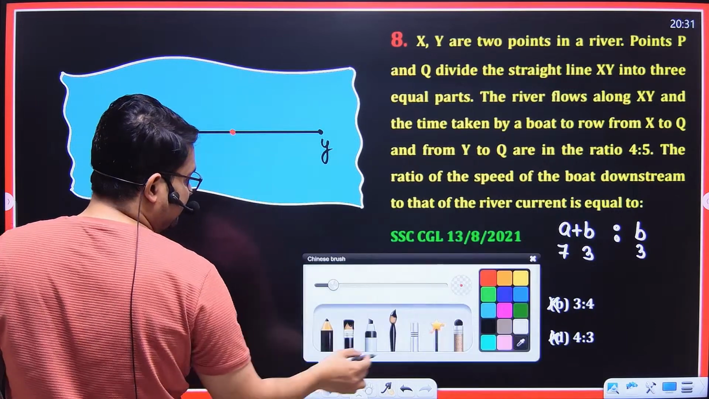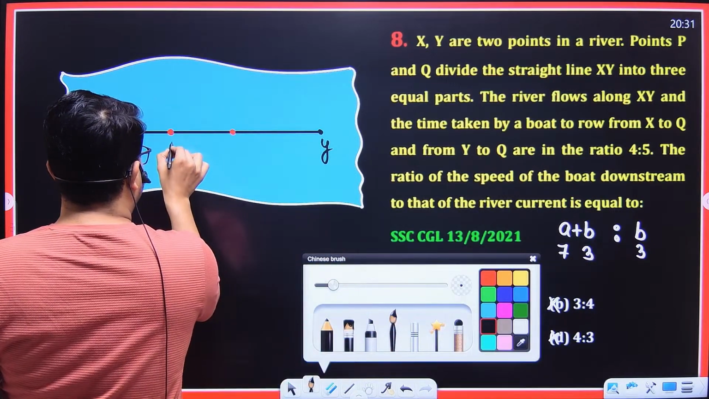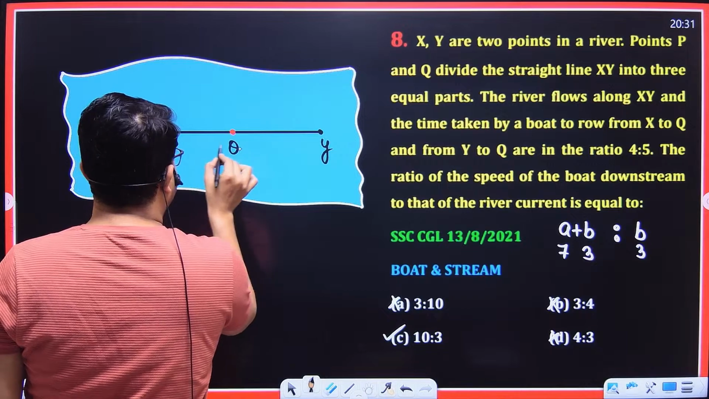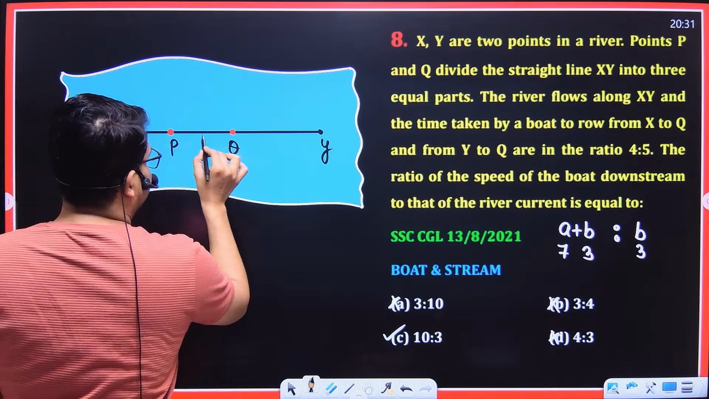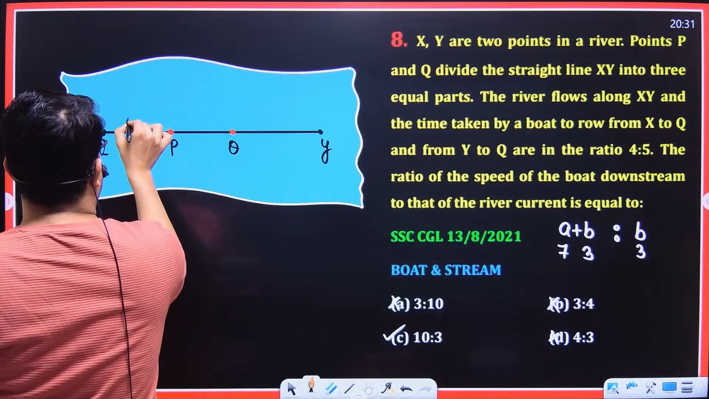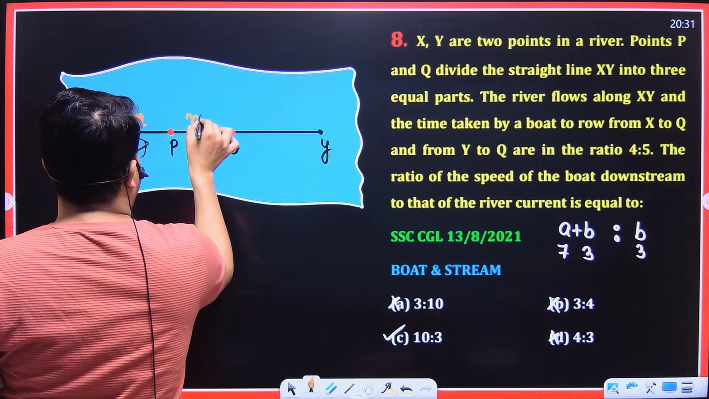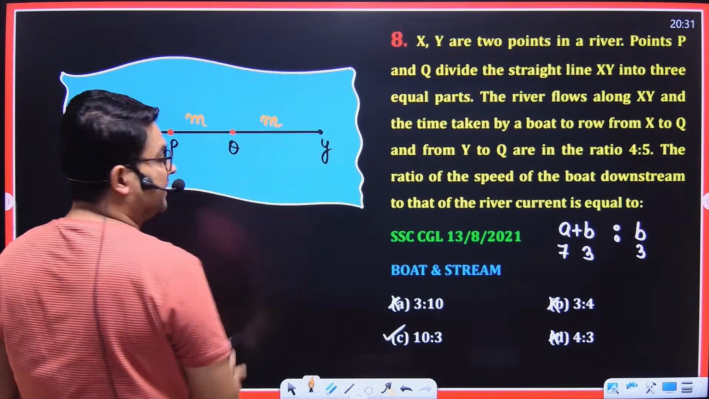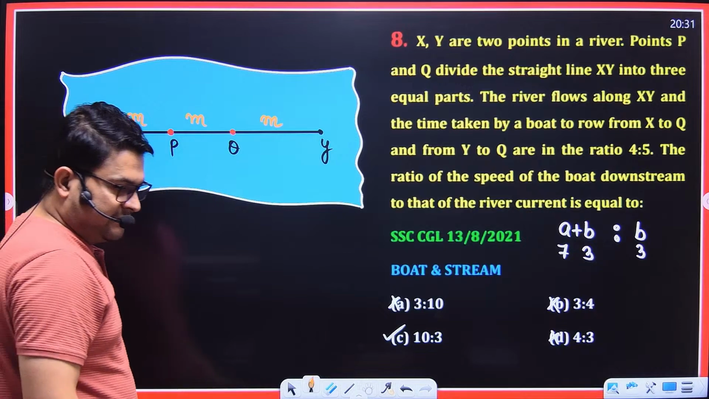These divide this line into two equal parts. This one is P and this one is Q. It means this length and this length are equal. So we can write it: if this length is M, then this is also M, and this is also M. These lengths are equal: M, M and M.